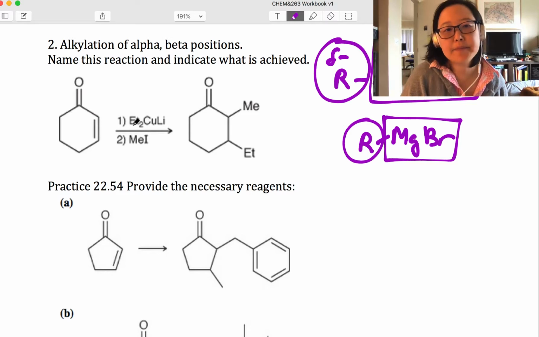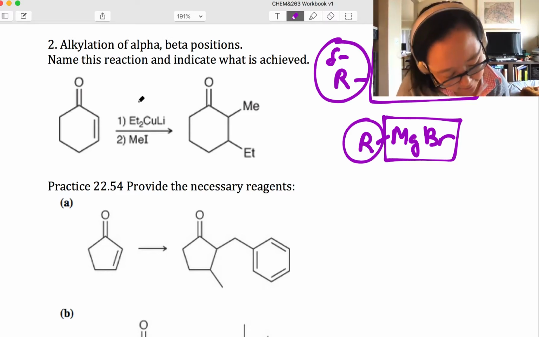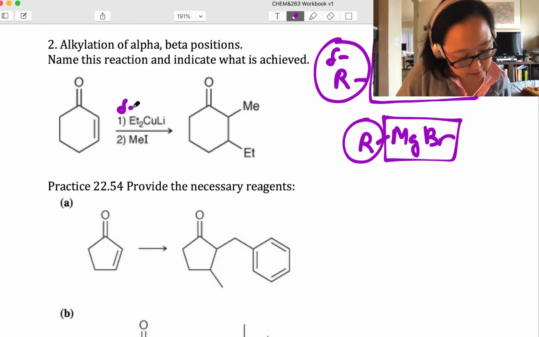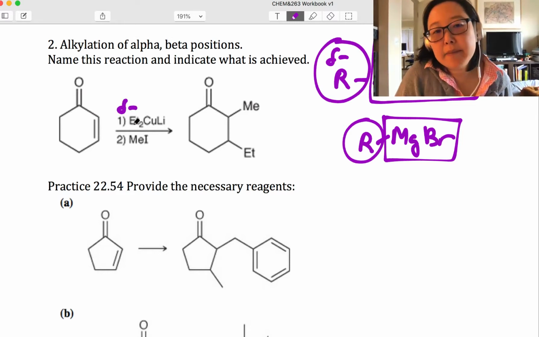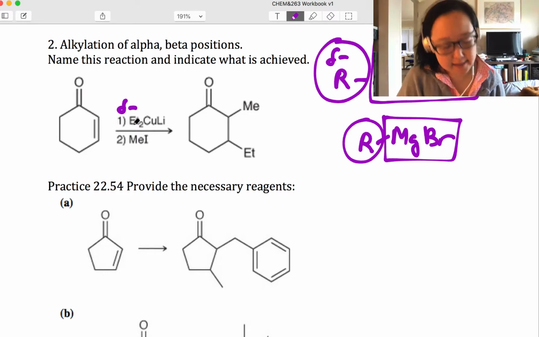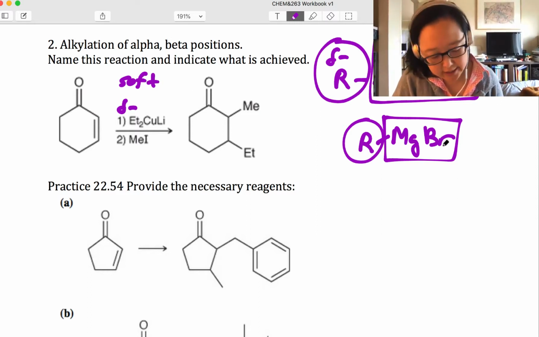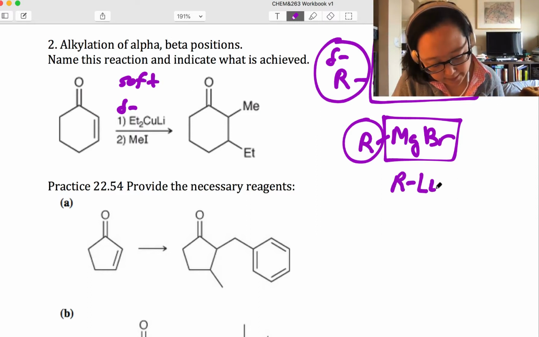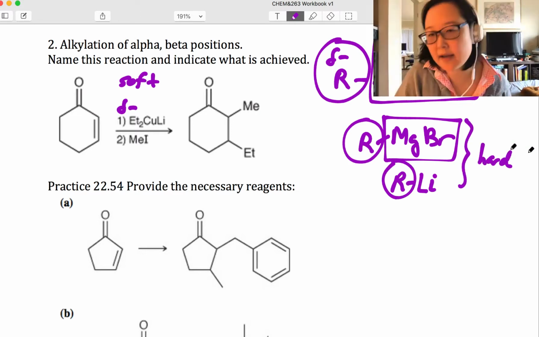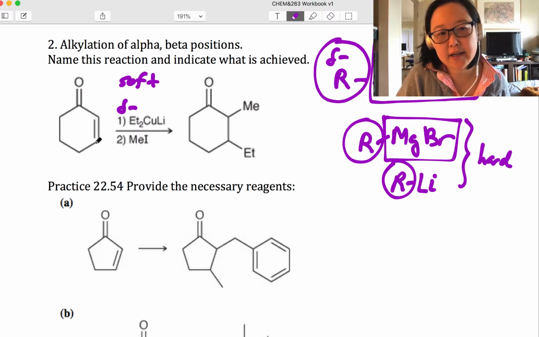So when I see this, I basically think of this R group as my nucleophile. So I'm going to put a little partial negative here. But it's only one of the ethyl groups, and it's considered a soft nucleophile, whereas the Grignard reagent or even organolithium by itself is considered a hard nucleophile. They're often not going to attack at the conjugate center. Instead of 1,4 addition, they're going to add 1,2.